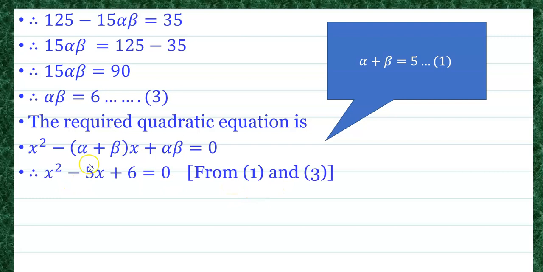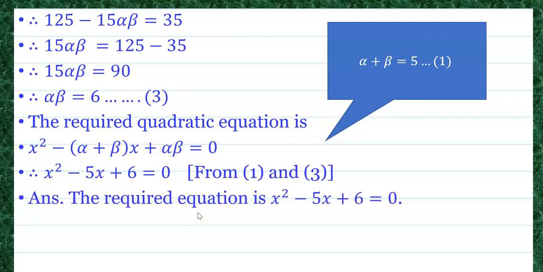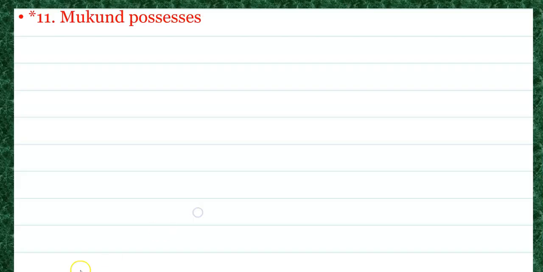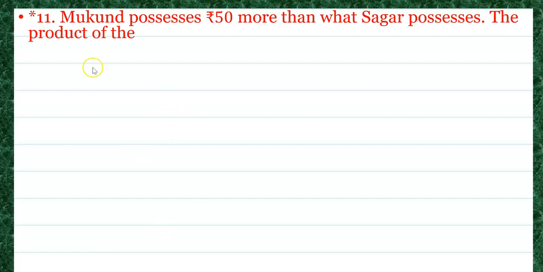Okay, and therefore substitute the values. Alpha plus beta is 5, alpha into beta is 6, and therefore x square minus 5x plus 6 is equal to 0. This is the required quadratic equation. Now the next question. We are skipping question number 10 here, as it has been omitted in the board exam for this year.